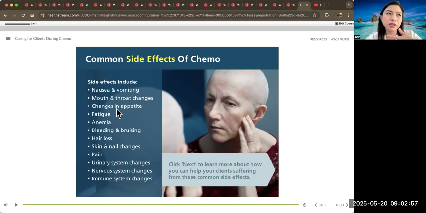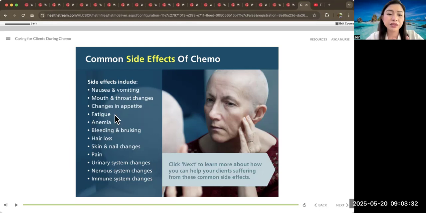Changes in appetite. Most of the chemotherapy patients lose their appetite. They're saying that they cannot taste the food that they're eating. That's why they don't want to eat anymore. So what I suggest as a nurse is to force herself to remember what it tastes like and just think that if she keeps eating, then she'll continue to progress and to be better.